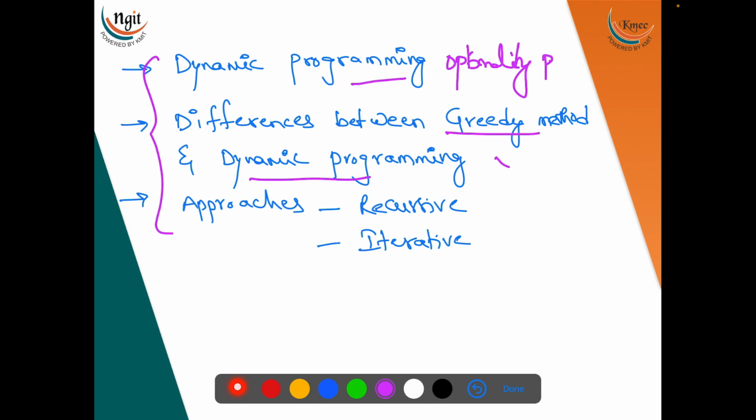And this is a very important question from third unit as far as the OU external paper, the end semester examination paper, is concerned. There are two different approaches in dynamic programming, which are recursive and iterative. So which approach we mostly follow in dynamic programming, that part we'll discuss in this video.